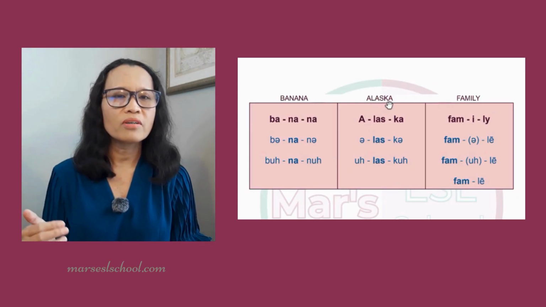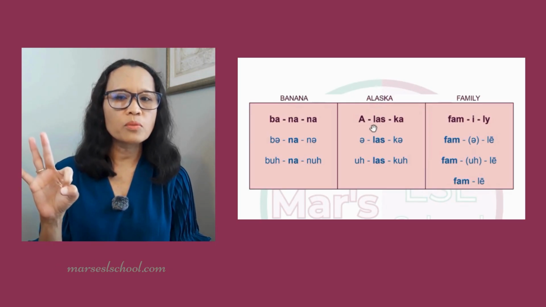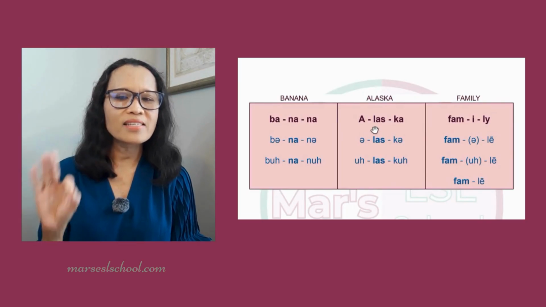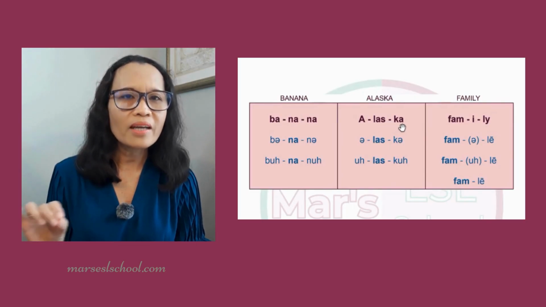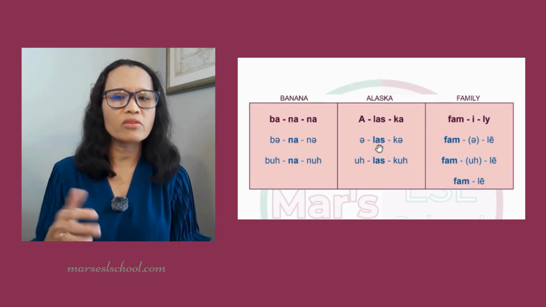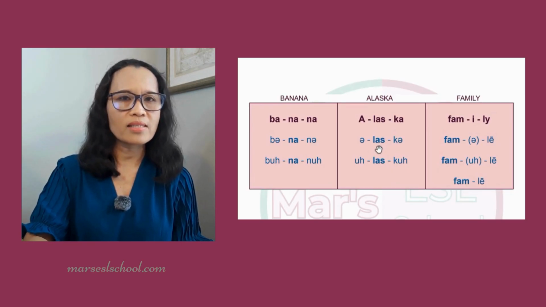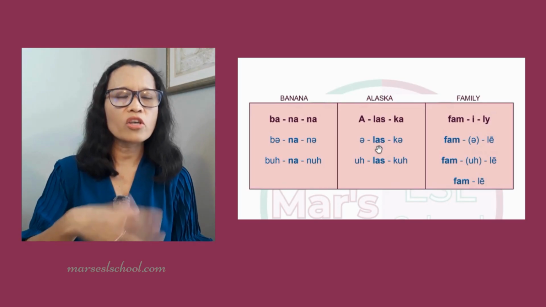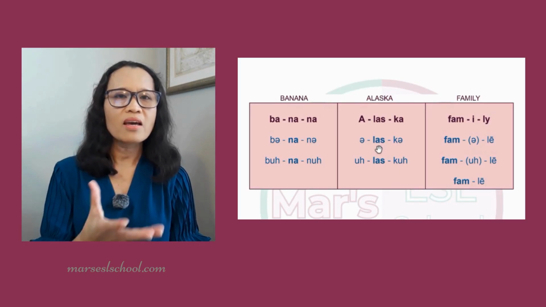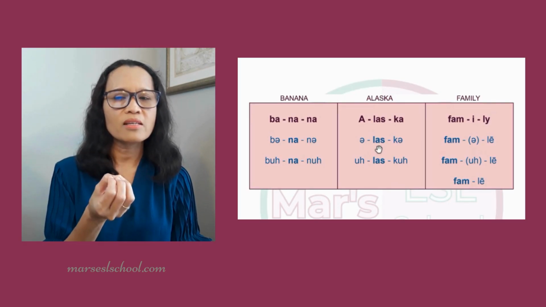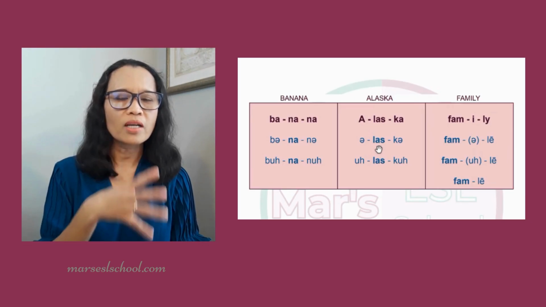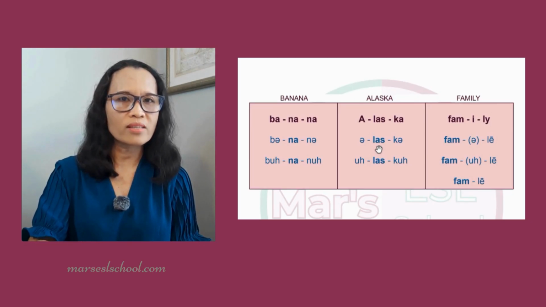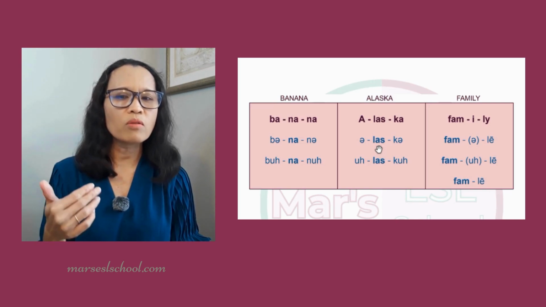So we have Alaska. Same idea. We have 3 syllables. There are 3 A's in the spelling. The middle A has a real vowel sound. So this one has a short A sound. So you open your mouth and you say this syllable clearly. So you say it a little bit louder and longer because that's your stressed syllable with a real vowel sound.